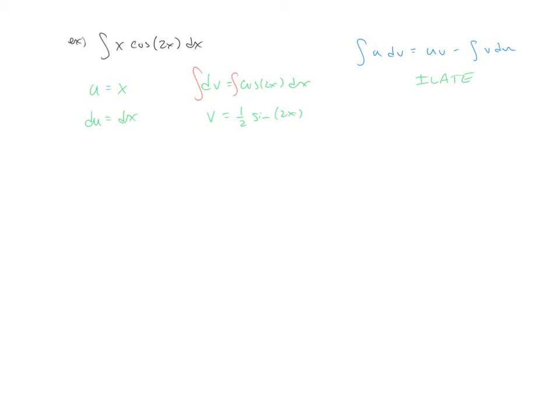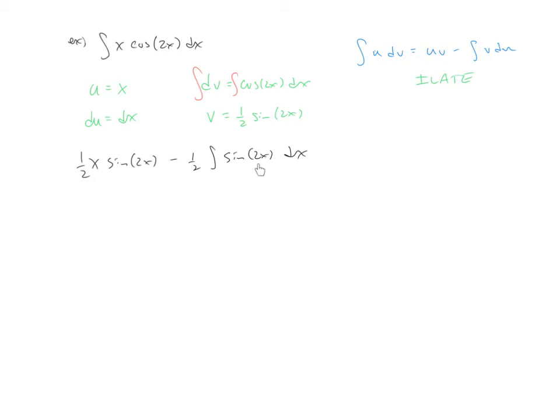Okay, so once we've got that, now we can move back into this formula right here. We would have u times v, so x times 1/2 sine 2x, minus the integral of v du. So we're going to have minus 1/2 integral sine of 2x dx. And now to finish this thing off, we have one more smaller integral.